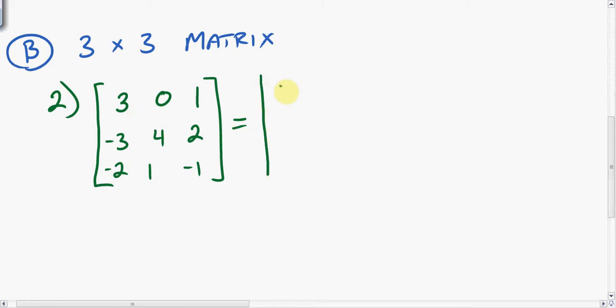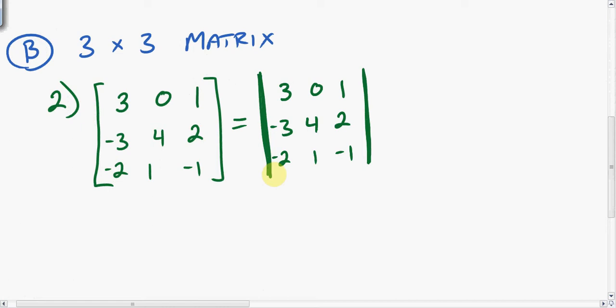Alright, we're going to want to rewrite the matrix. 3, 0, 1, negative 3, 4, 2, negative 2, 1, negative 2. And it kind of looks like large absolute value bars, just as we did before. Now, the next step is you're going to want to continue to rewrite the first two columns outside. So the first column is 3, negative 3, negative 2. And the next column is 0, 4, 1. And this will help us because we're multiplying diagonals, and we're always going to be multiplying three numbers together. Not 2, but 3, because it's a 3 by 3 matrix.